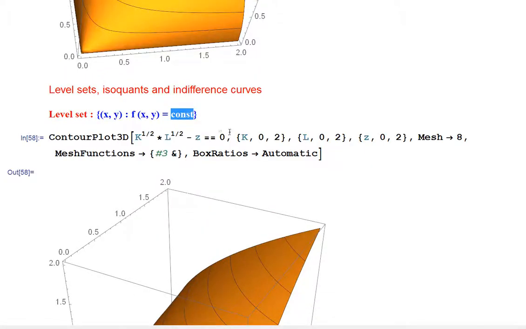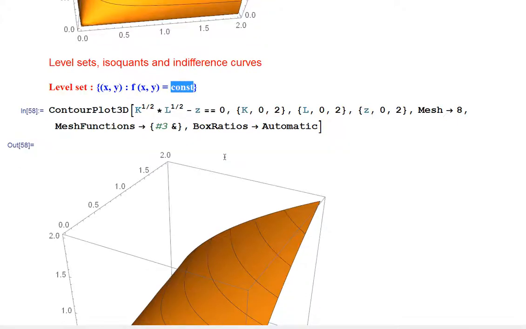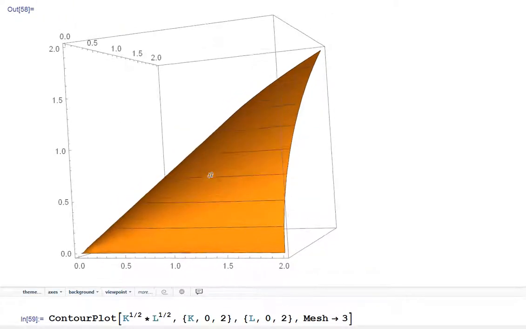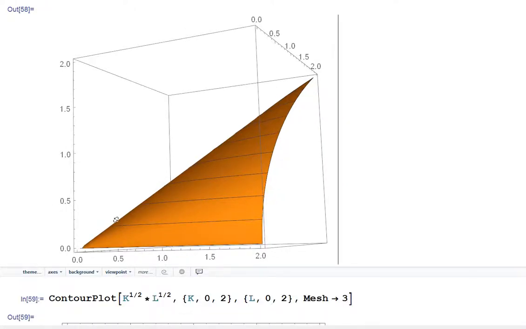Okay? So let's look at a couple of examples. Here is the first example. This is the production function, a Cobb-Douglas production function. Don't look at the rest of this command. It may be confusing. So we cut the surface of this production function with horizontal planes, okay? And this is what we get. Here's the result. I can turn it a little bit, okay? So we can see that one horizontal plane is drawn at this level, the other at this level, the third one, and so on.